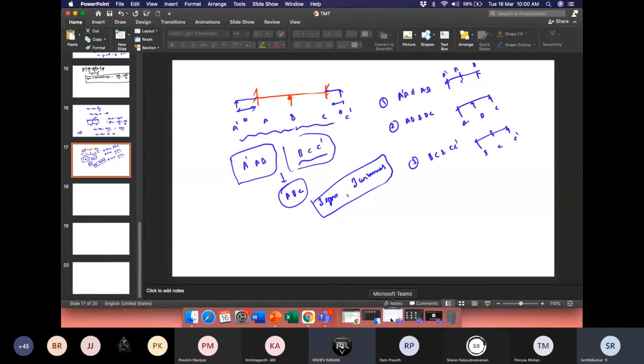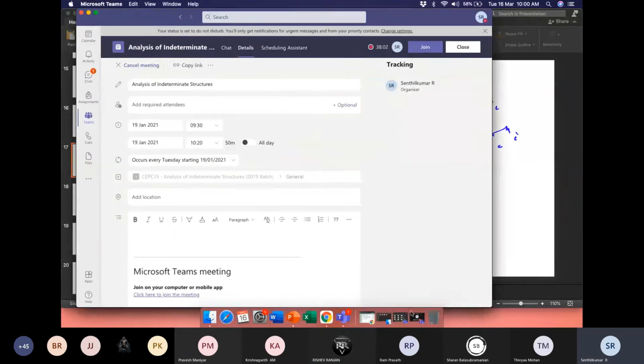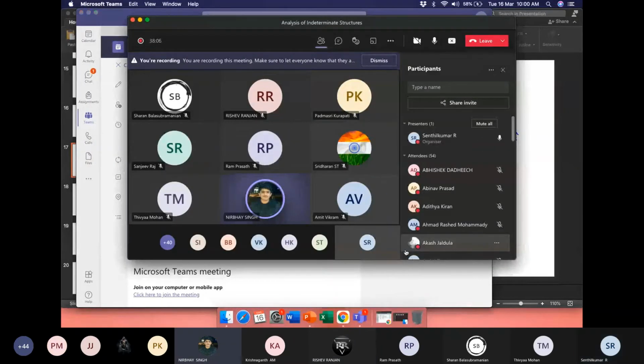Sir, the syllabus is up to MDM, right? Moment distribution method, MDM only, yes. So propped cantilever, fixed beam, slope deflection method, moment distribution method. Sir, will the question types be like what we have done in tutorials and assignments, or may it be anything? You are already trained for all the problems. I won't ask the same problems in the exam.